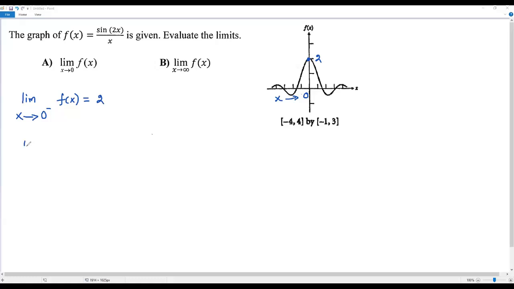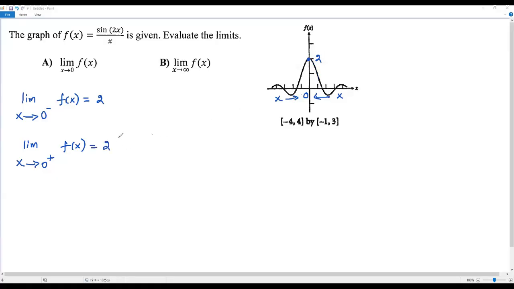Okay, now let me evaluate the right side limit of 0. That is the limit as x approaches 0 with a positive sign of f of x. This positive sign indicates x approaches 0 from its right side. When x approaches 0 from its right side, y approaches what? Again, y approaches the same value. Look at the graph, it's going over here. y approaches the same value, 2. So it is equal to 2.